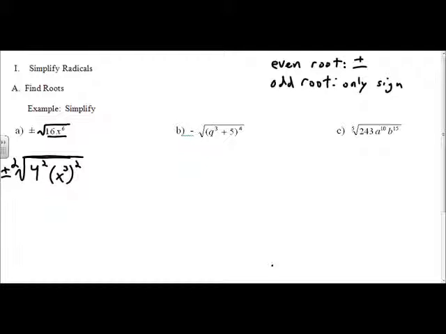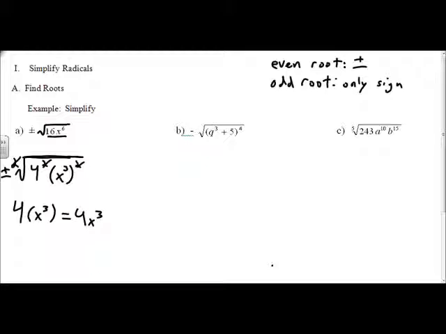Now that we have it in this form, our square root and our 4 squared and x cubed squared, the radical and the squared exponents all essentially cancel each other, leaving us with 4x cubed. So that's one way to look at it.